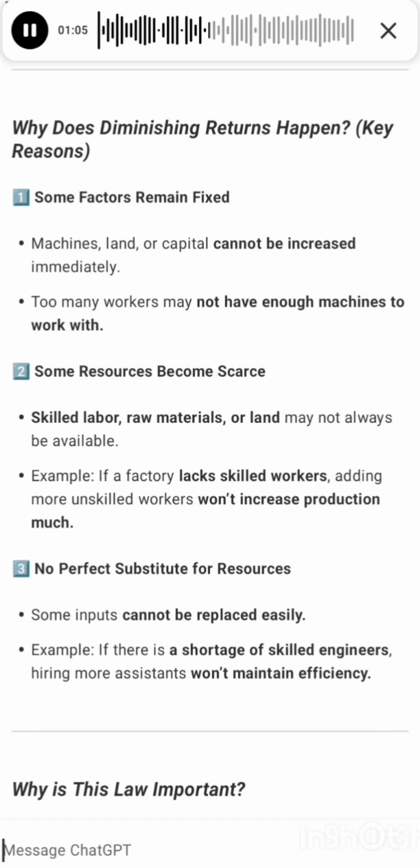3. No perfect substitute for resources. Some inputs cannot be replaced easily. Example: if there is a shortage of skilled engineers, hiring more assistants won't maintain efficiency.